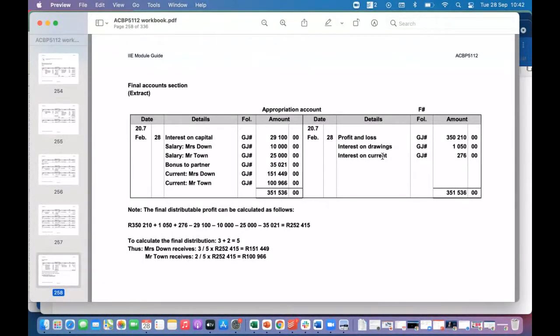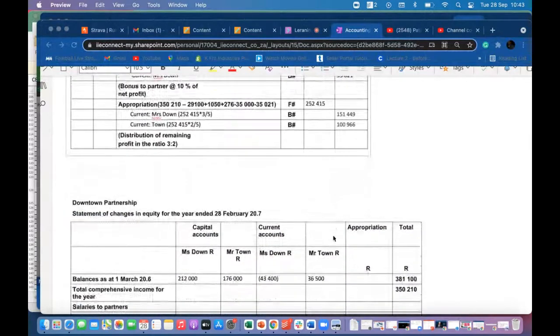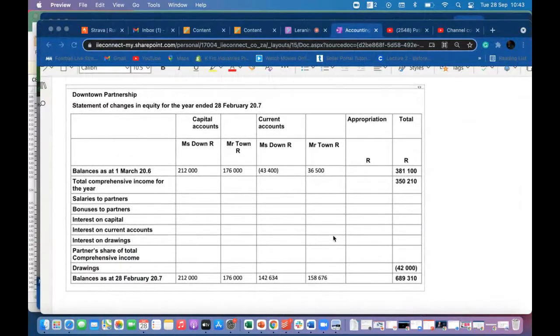Profit and loss, interest on drawings, interest on current, and here all our expenses. Okay, right. So we've now seen what you need to do in the general ledger. But now what I want us to do is to look at the statement of changes in equity. Okay, and you can see that it's different from what we've seen before.